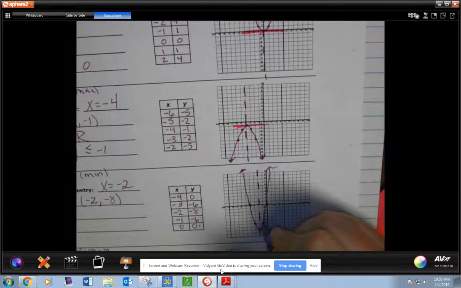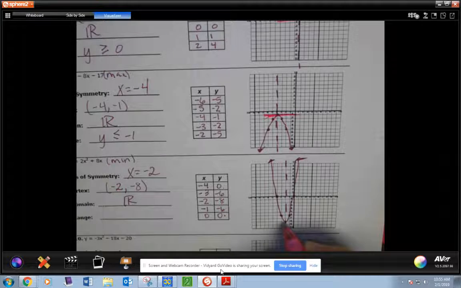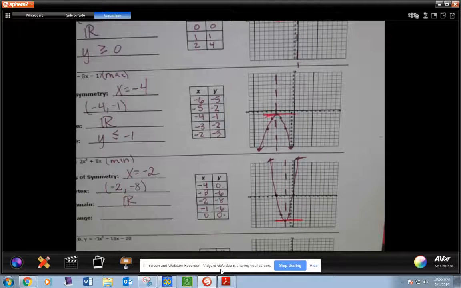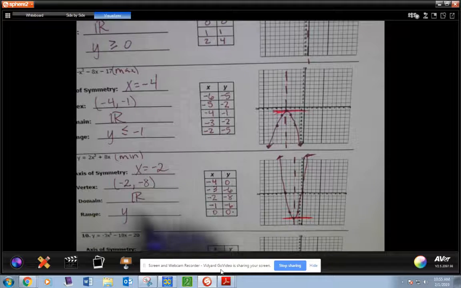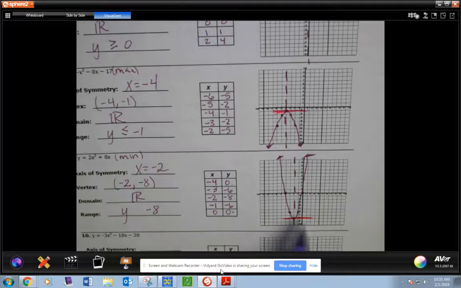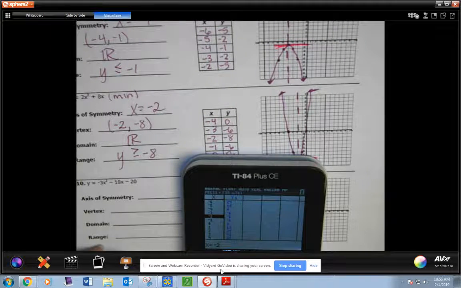Okay, as I scan to the left, it goes forever. As I scan to the right, it goes forever. So my domain is all real numbers. As I scan down, it stops right here and doesn't keep going. And as I scan up, it goes forever. So I'm going to put y, I'm going to put -8. And since it's going up, it's greater than or equal to. Now remember, there is a different way to write your notation, but I'm okay with this notation today. If you use the other way, that's fine. Okay, last example, and then you're trying some on your own.